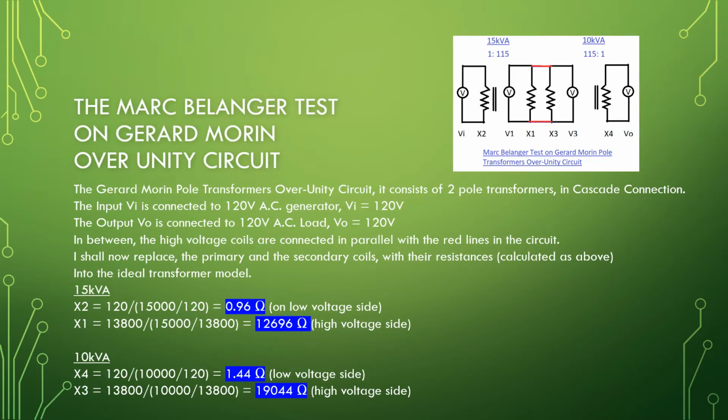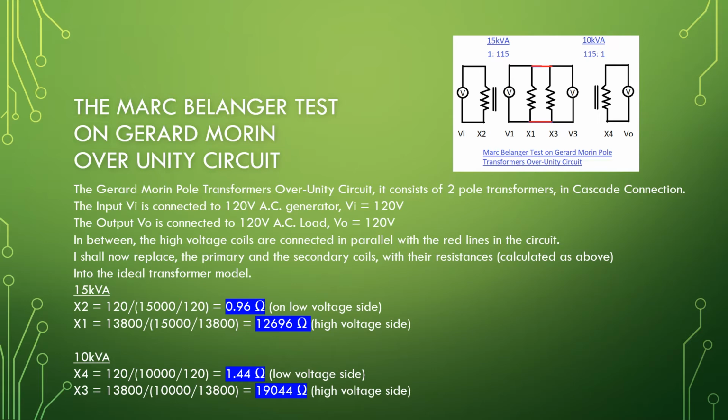The Gerard Morin pole transformers over unity circuit consists of two pole transformers in cascade connection. The input Vi is connected to a 120 volt AC generator, Vi equals 120 volt. The output Vo is connected to a 120 volt AC load, Vo equals 120 volt. In between, the high voltage coils are connected in parallel with the red lines in the circuit.